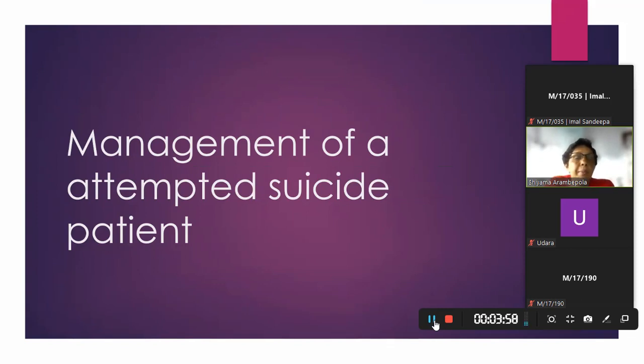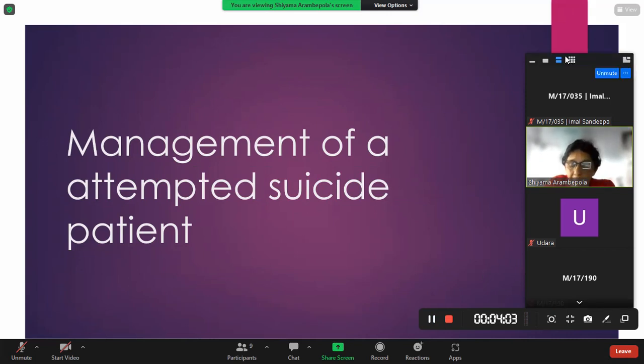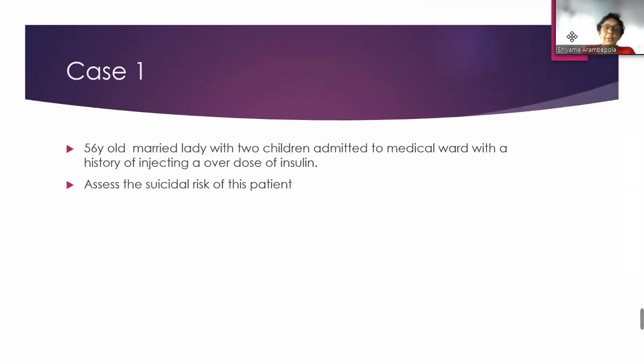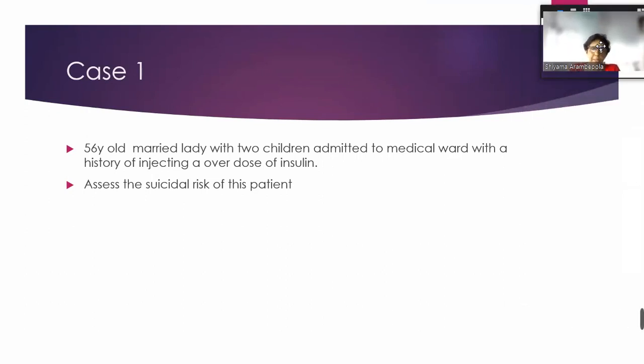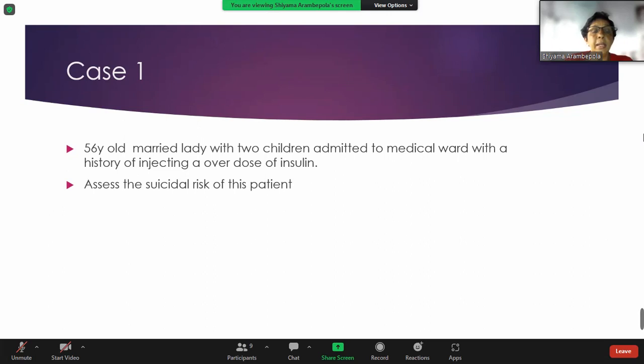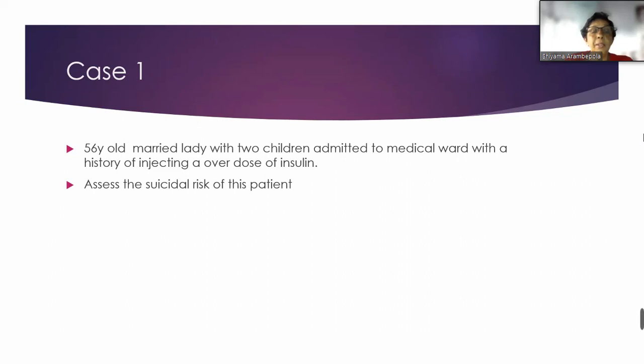Let's talk about management of an attempted suicide patient. So I will first give you a scenario and we will discuss the scenario later, right? Now, it's a 56-year-old married lady with 2 children admitted to the medical ward with a history of injecting an overdose of insulin. And we need to assess the suicidal risk of this patient, right?